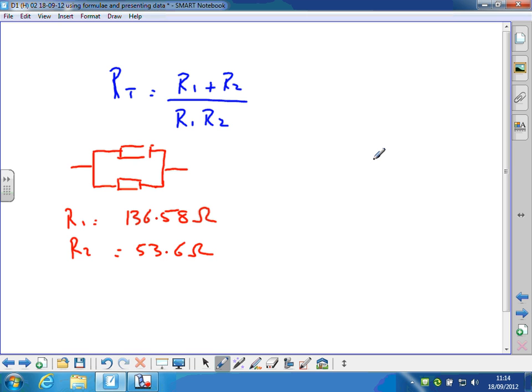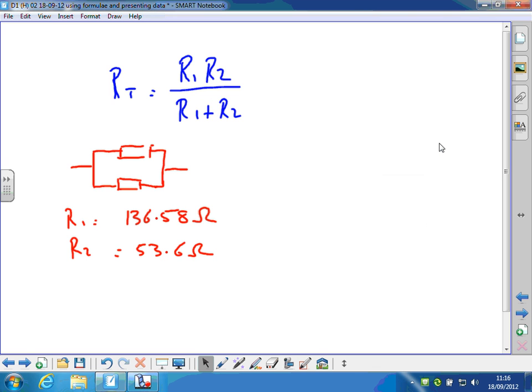So, if I was going to do this, RT equals R1 plus R2 over R1 times R2. That's the formula. I'd identify the right formula. There it is. I've given in this case. So it's sum over product. Is that right? I've written the formula down the wrong way around.